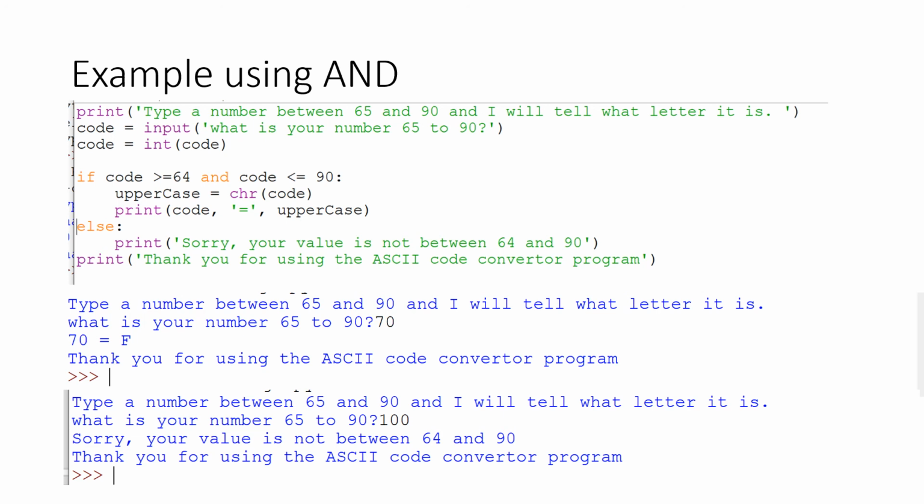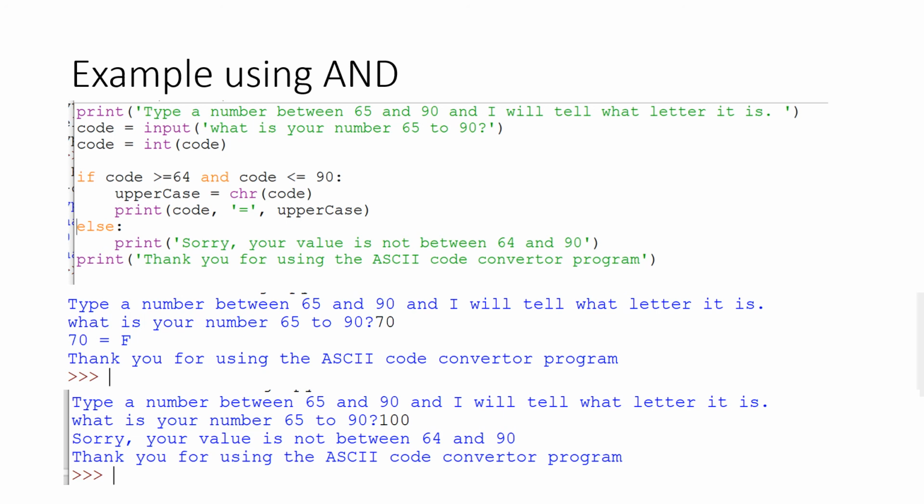So we accept the code. The name of the variable is code, and I'm going to input from the user when the user answers this question. What is your number 65 to 90? We are going to be using that number as a number in the conditions, so we're going to convert that number to an integer. So code equals the integer of the code that was typed in. So something like the guy typed in a 55, that needs to be a number.